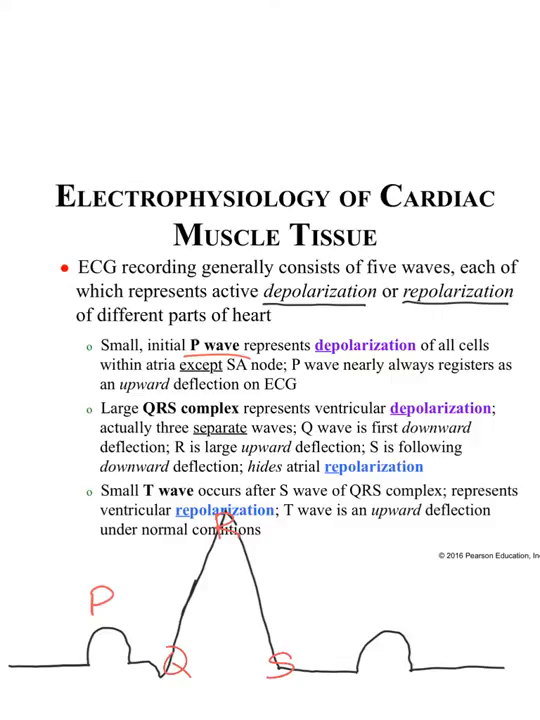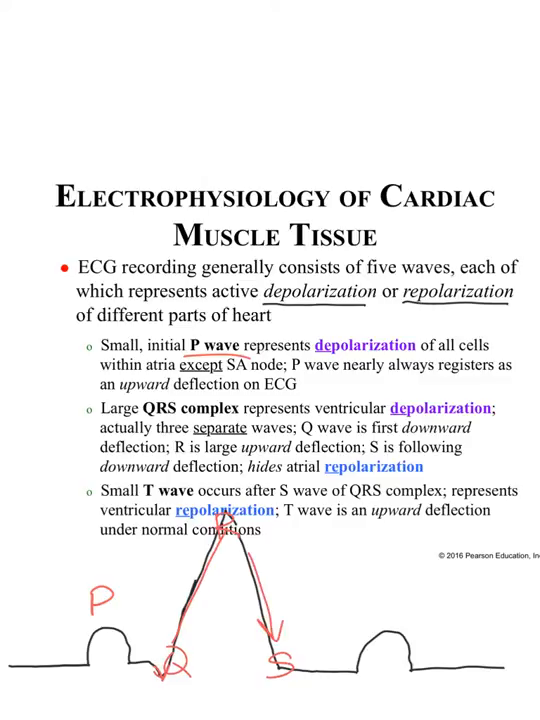These are when the ventricles are depolarizing. So again, it technically is 3 different waves. The Q is actually this tiny little downward portion. The R is upwards, and the S is the downwards portion.